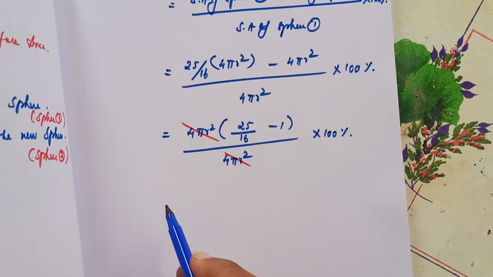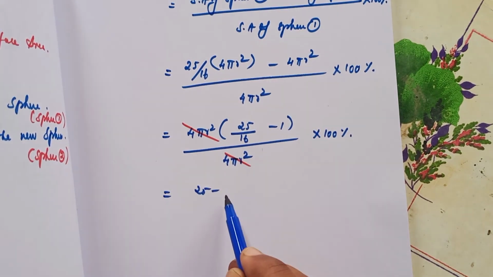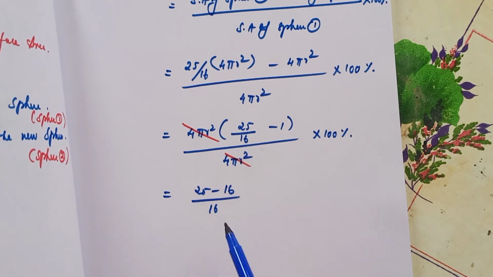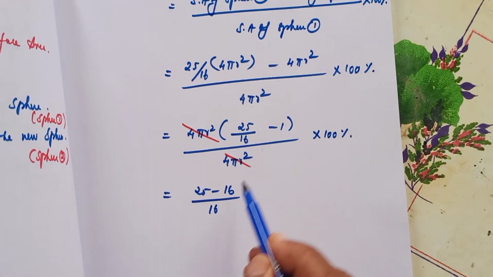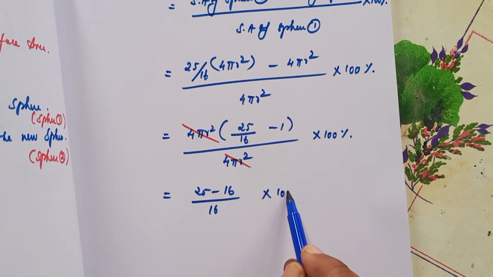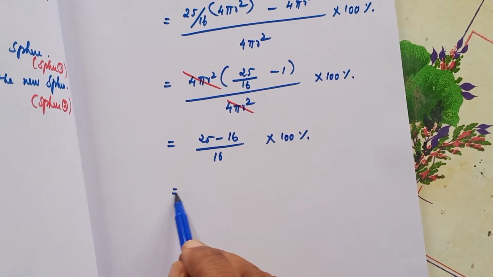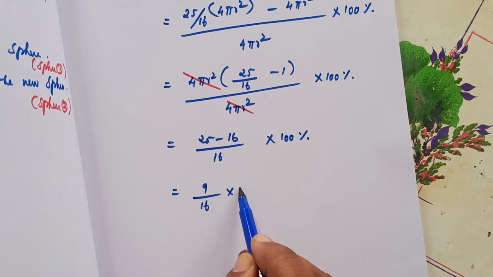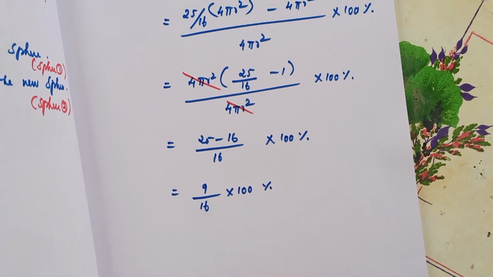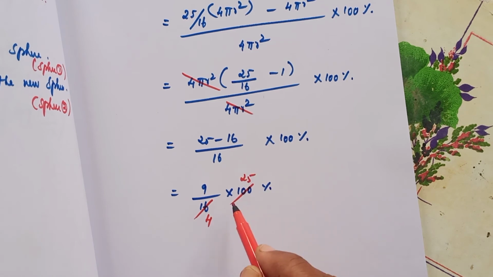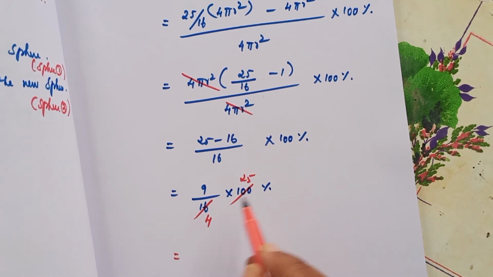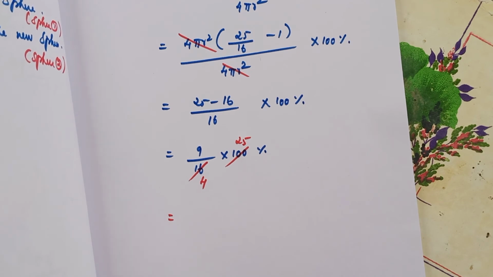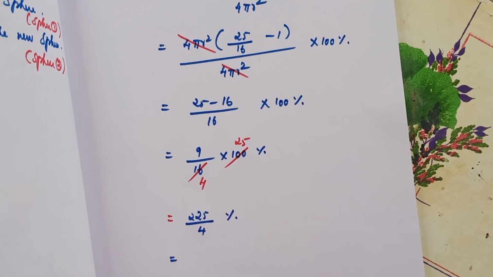That is equal to 25 minus 16 divided by 16. The 16 is the LCM, so you have to multiply these two. 16 ones are 16, whole divided by 16 into 100 percentage. That is equal to 25 minus 16, that is 9, divided by 16 into 100 percentage. Here you can cancel by 4, 4 times here, 25 times. 4 25s are 100. So 9 into 25 is 225. 225 divided by 4 percentage.